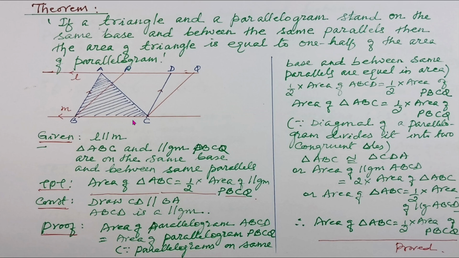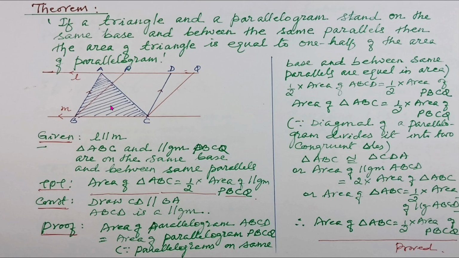Given L is parallel to M. Triangle ABC and parallelogram PBCQ are standing on the same base and between the same two parallel lines. Now we have to prove that the area of triangle ABC is equal to half the area of the parallelogram PBCQ. We know that the area of a parallelogram is base into height. So therefore the area of triangle ABC is equal to half into base into height, which is the formula for finding the area of any triangle.